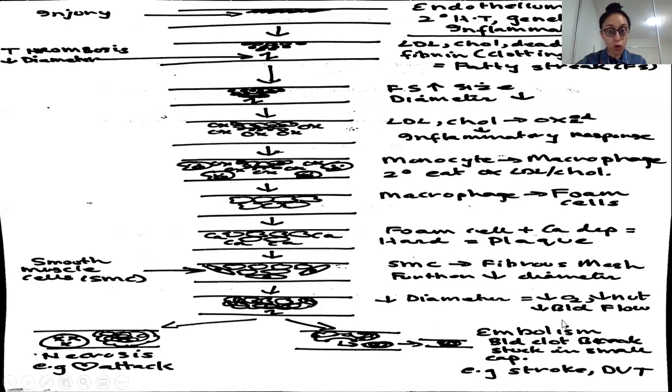Now on these foam cells, you have calcium deposition taking place. This takes place over time. Imagine this process taking place over several years. That's why this may look very quick, but it does not happen instantly. It takes several years. So when you have calcium deposition on these foam cells, that is when this fatty streak turns into plaque. Plaque meaning which is really hard. The blockage is now really hard, and that's why it's called a plaque.